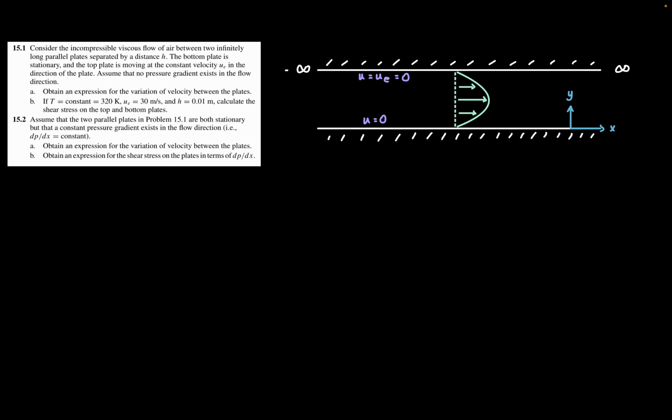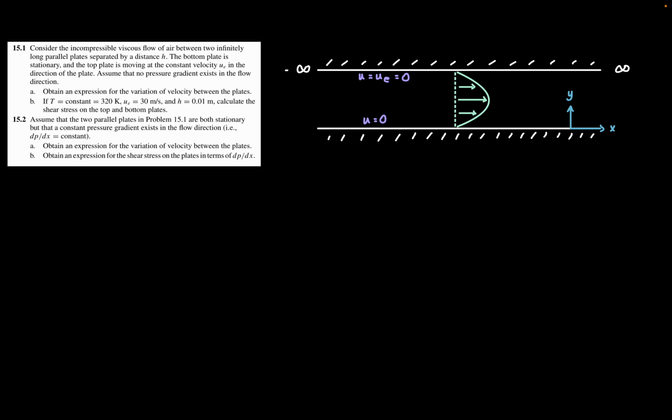So in a previous problem that we solved, we had an incompressible viscous flow of air that was flowing between two infinitely long parallel plates, and they were both separated by a distance of d. Now in that example, we had no pressure gradient existing in the flow, and we had essentially a velocity of 0 along the bottom plate and a velocity of u sub e along the top plate that was non-zero.